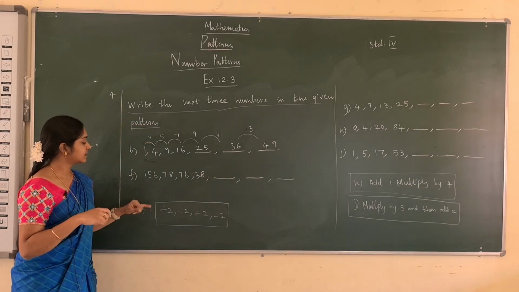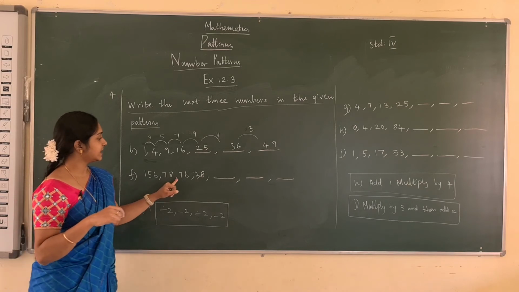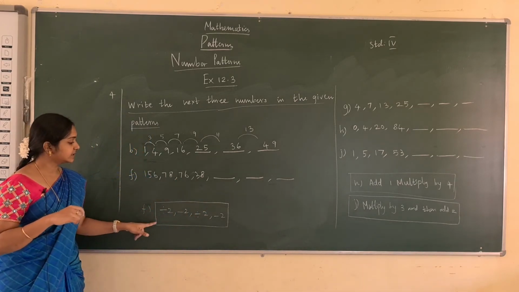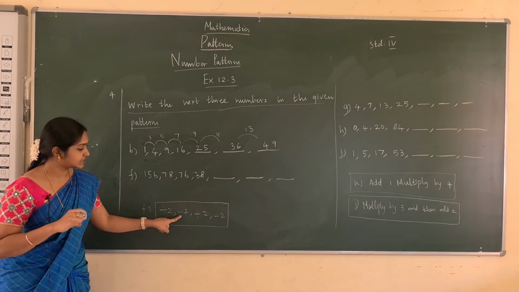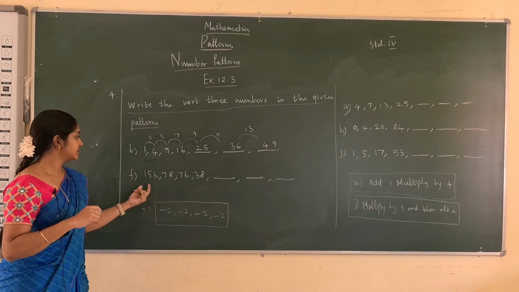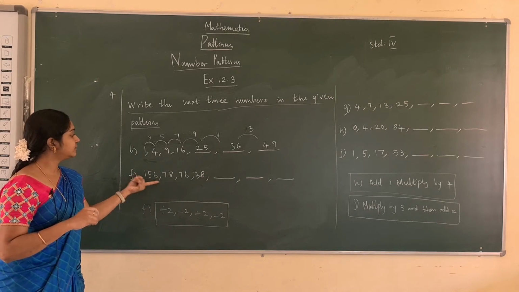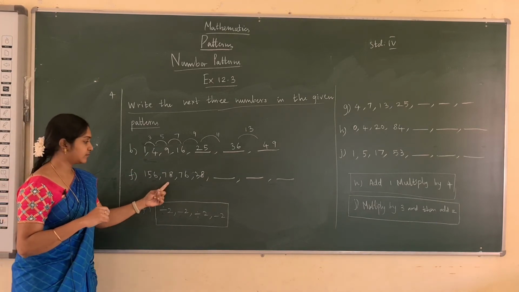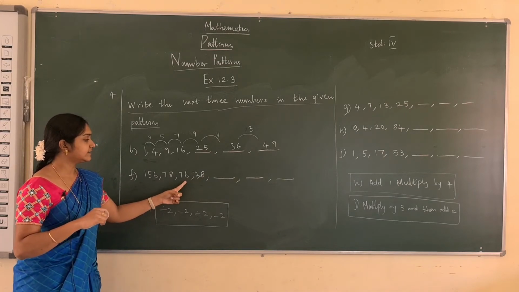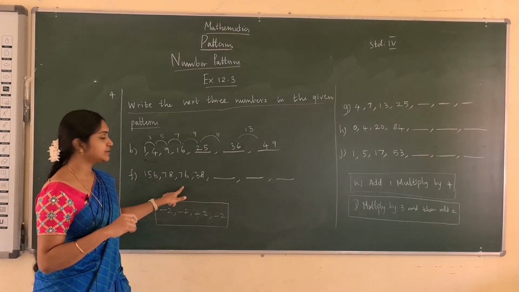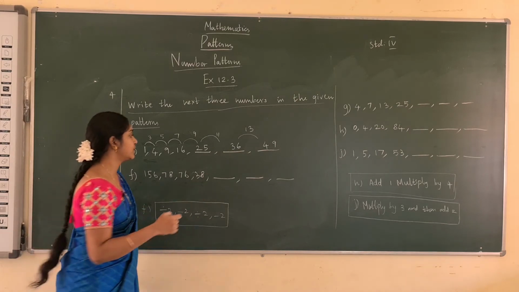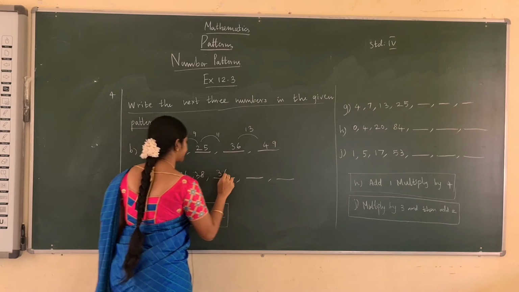Next, 156, 78, 76, 38. Here a hint is given: divided by 2, minus 2, divided by 2, minus 2. In this pattern it is there. If we divide it by 2, 78 will be the answer. Reduce 2 from this, it will be 76. Again divide 76 by 2, it will be 38. Next we have to reduce 2. So it will be 36.